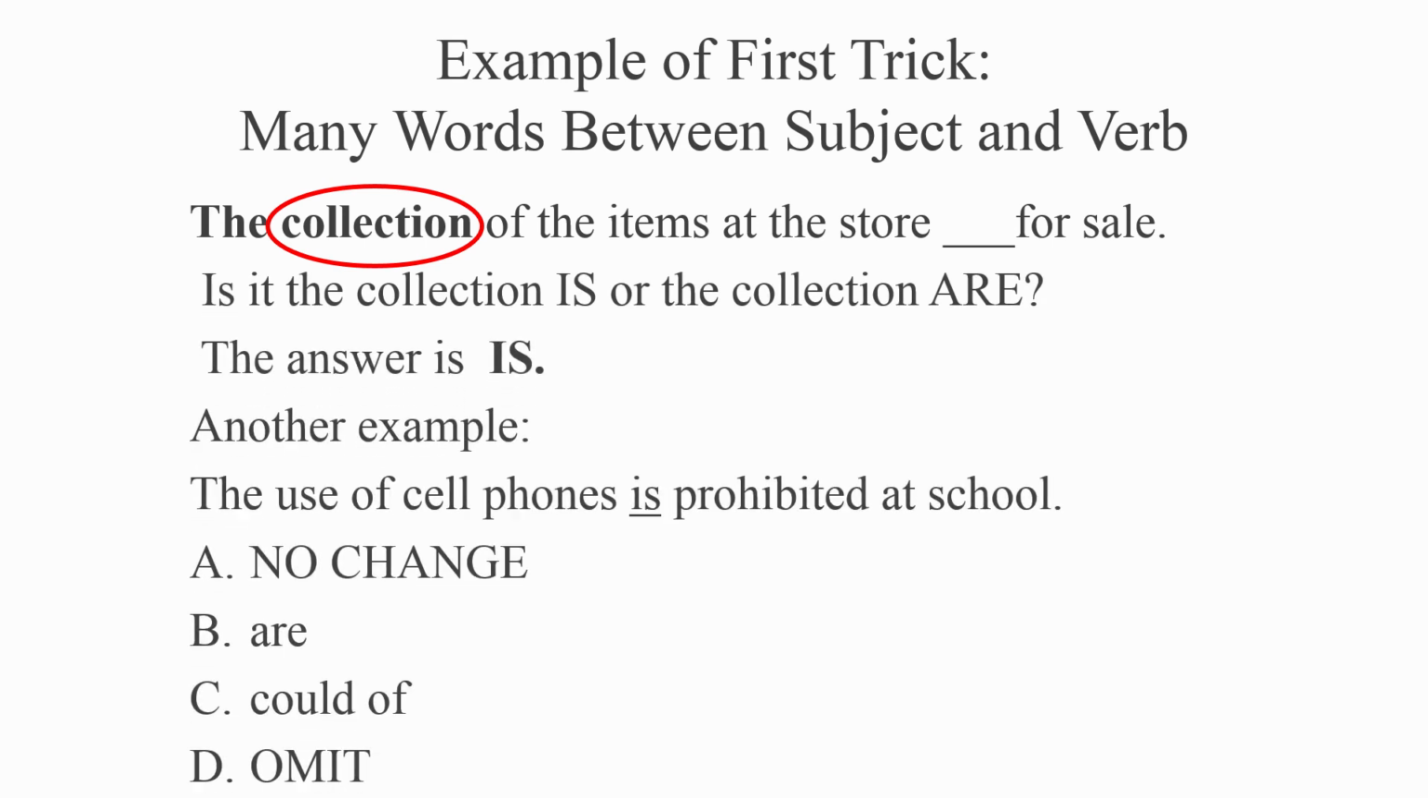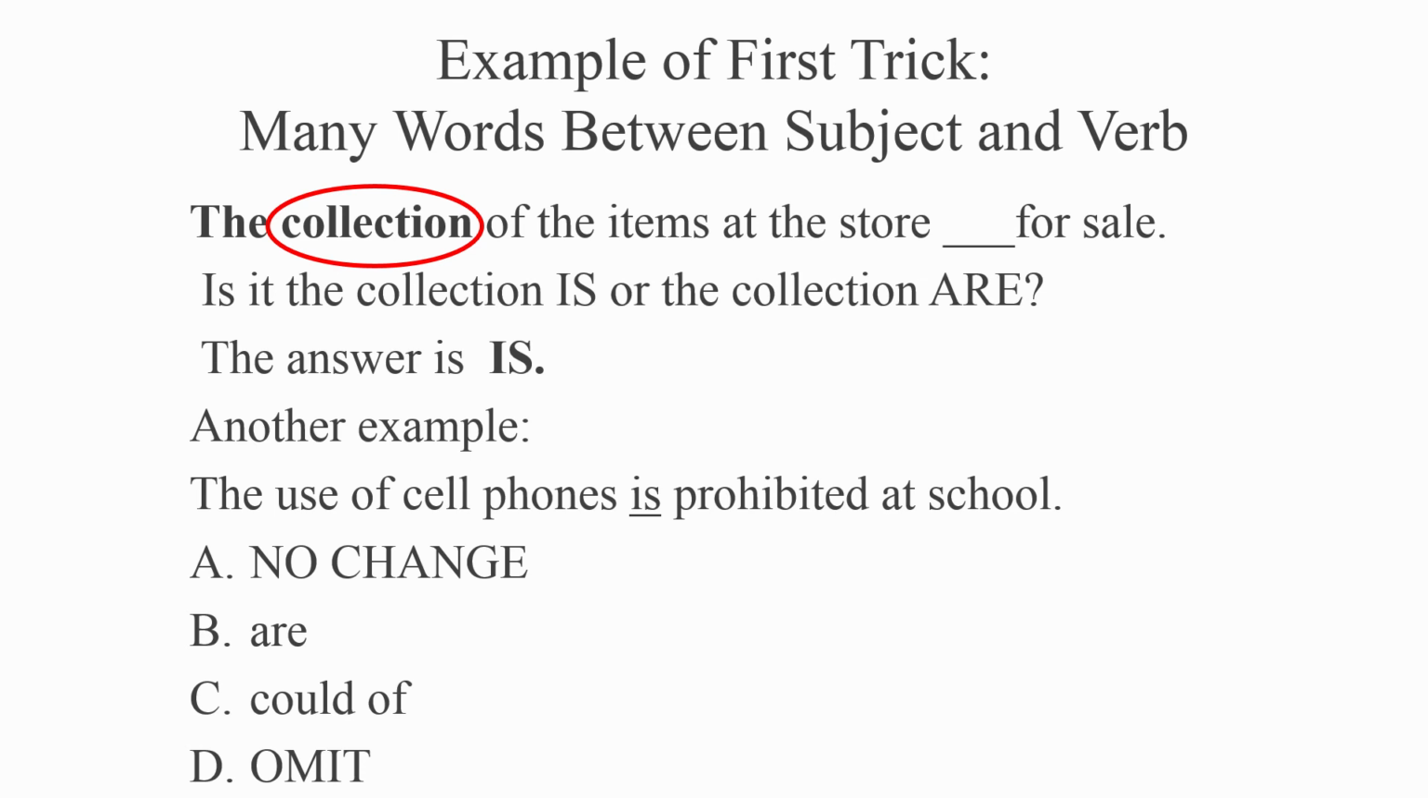Here's another one. The use of cell phones is prohibited at school. Okay, A, no change. B, are. C, could have. D, omit. All right, let's look at this. Let's check omit first. Nope, we can't do that. The sentence needs a verb. All right, let's look at C.